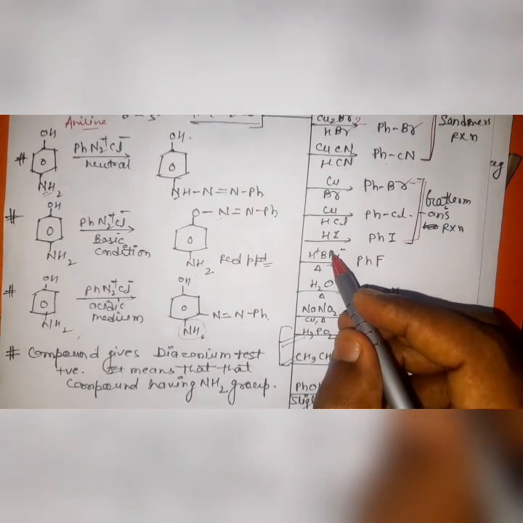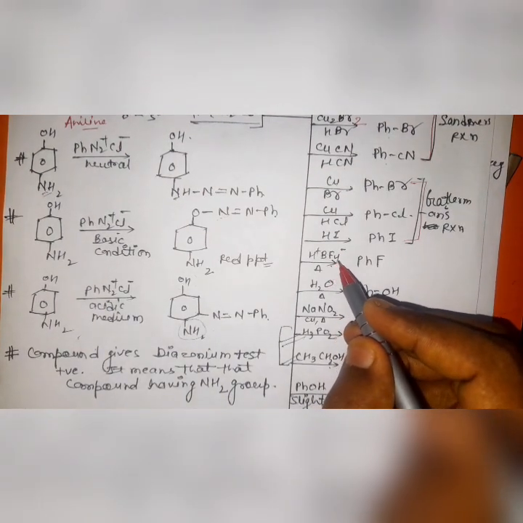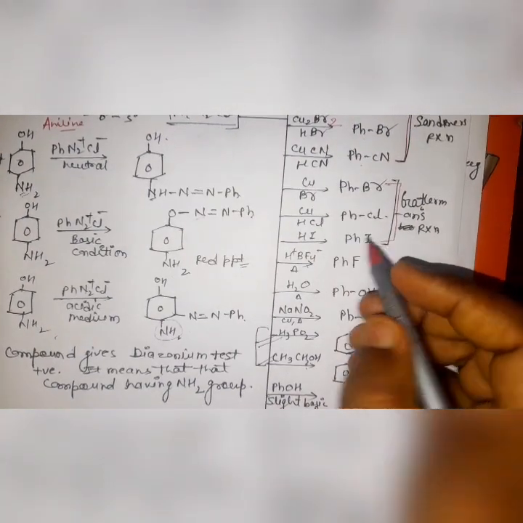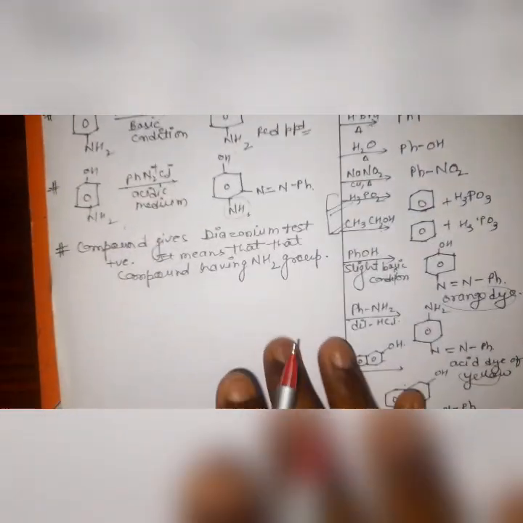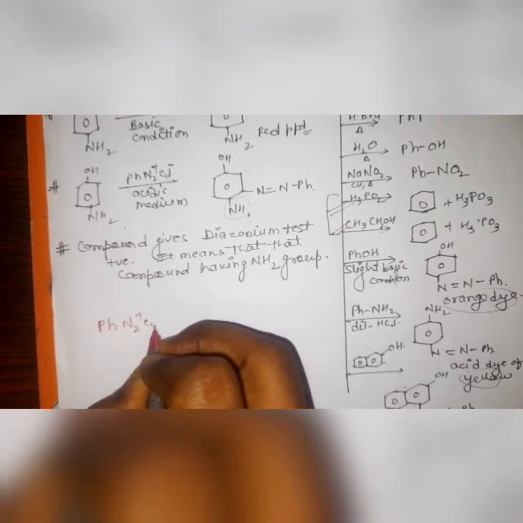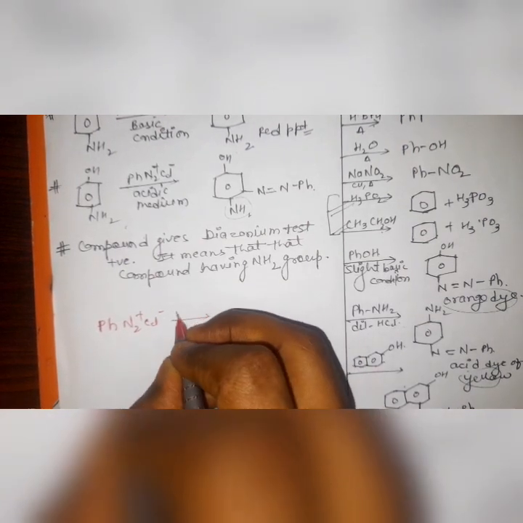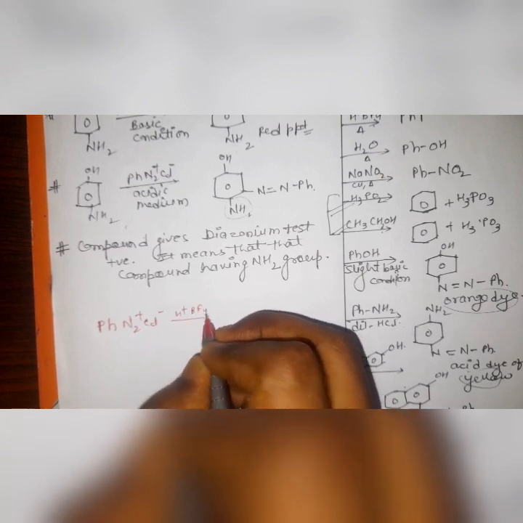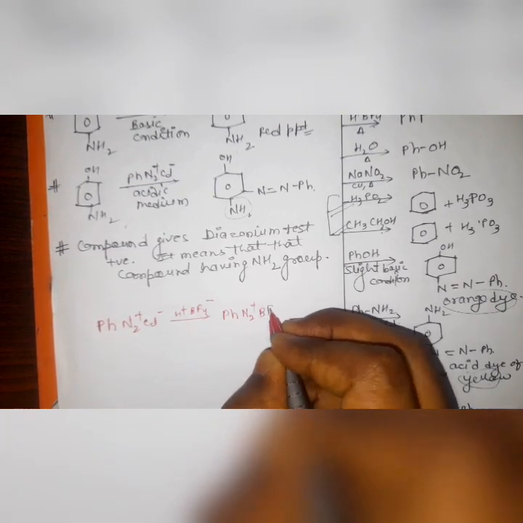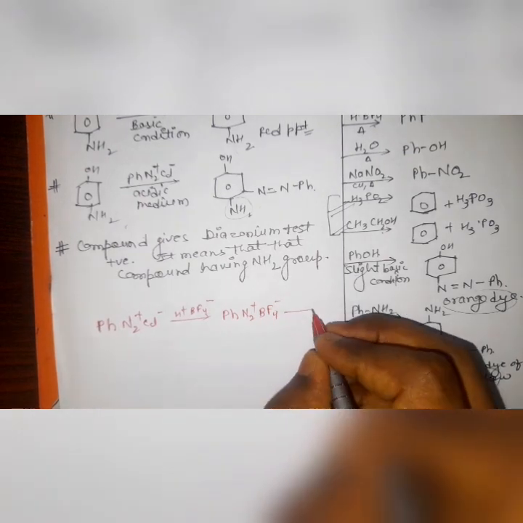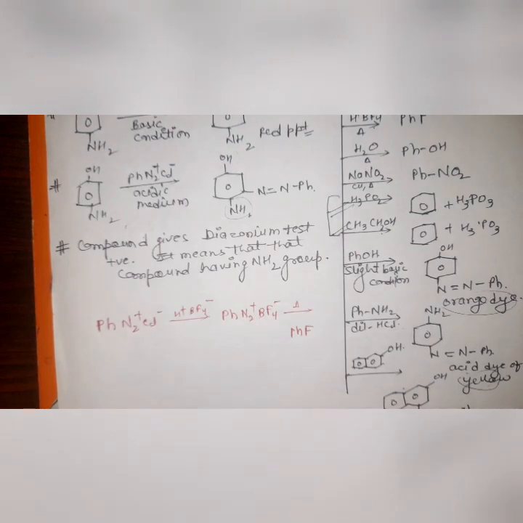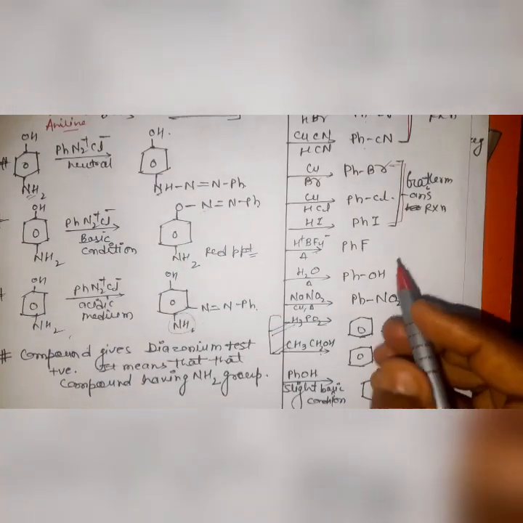When it reacts with H+ BF4- and heat, it will form PhF. Here actually, PhN2+ Cl- reacts with H+ BF4- and gives PhN2+ BF4-, and when it is heated, it will give PhF. This kind of reaction takes place, which is explained here.